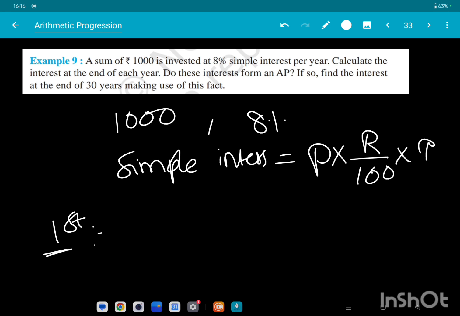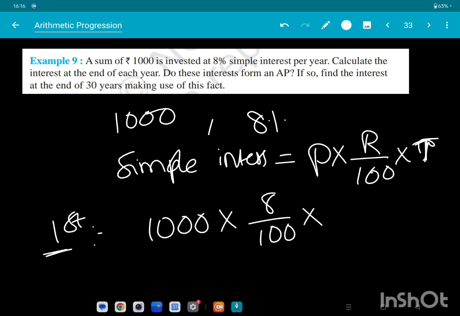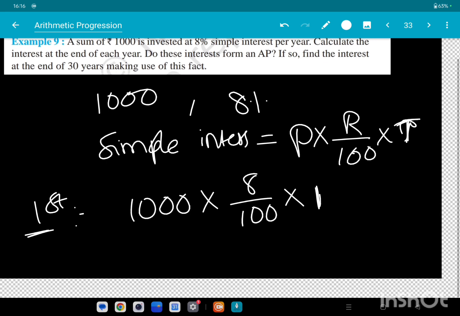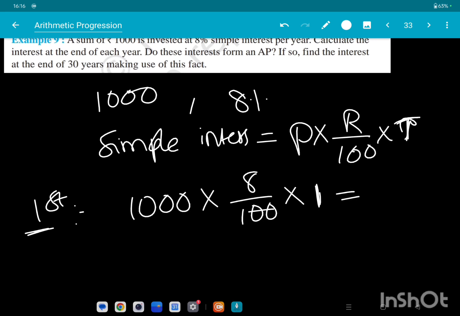So the first year, what is the simple interest? P, the amount, is the same: 1000 into what is the rate? 8 divided by 100 into T. Time means 1 year. First year means 1. Here what is the answer? 2 zeros cancel. 80. 80 will be the simple interest for the first year.